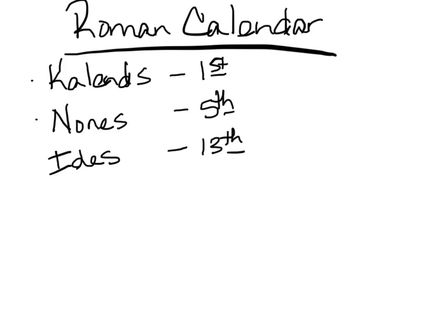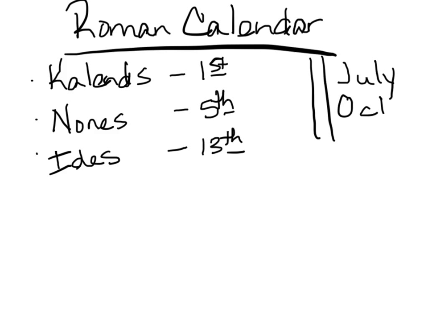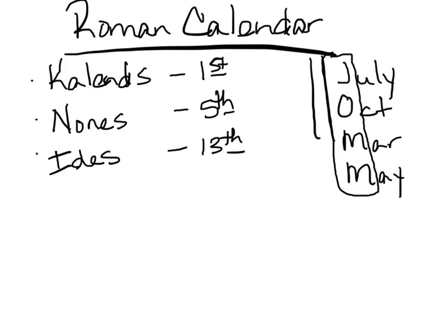Now that's 1, 2, 3 rules. Now we're going to talk about the exception. The exception to these rules is what I call the jam months, the months of July, October, March, and May. They make this funky little name called jam. In these months, the nones are not on the 5th, but rather on the 7th. And the ides are not on the 13th, but on the 15th. Notice, you just add 2 days.